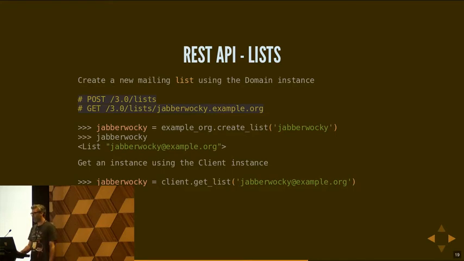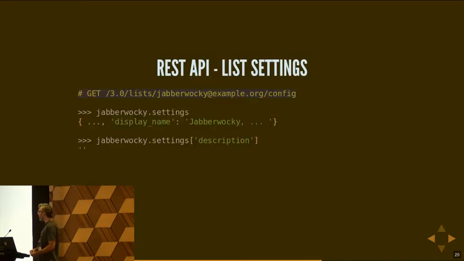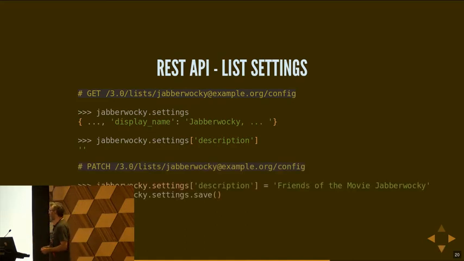Lists have settings. The Jabberwocky list object that we just created has a settings property, and this will give you a huge Python dictionary. I put ellipses there to keep the example simple. One of them is the display name. One of them is the description, which is empty by default. If we want to add a description, we just assign a description string to the description key of the settings property and call settings.save.